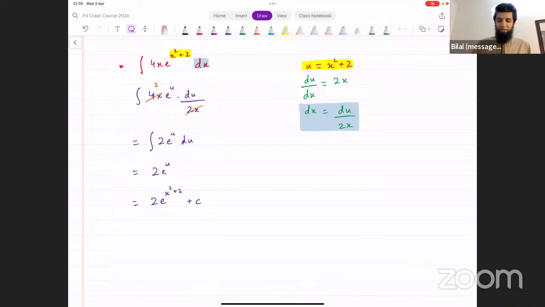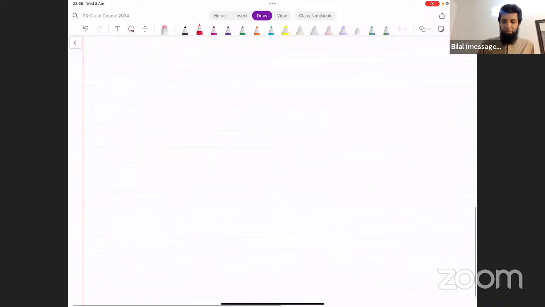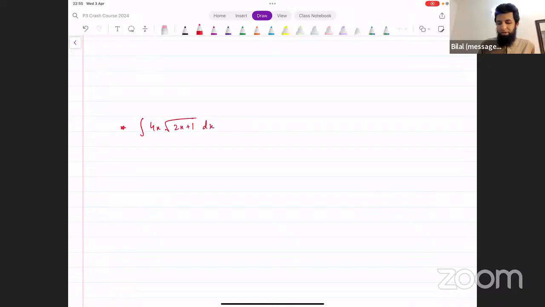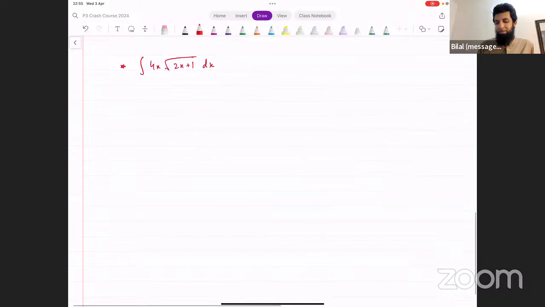Okay. Let's take another example. Let's say now you have something like this. You've got the integral of 4x into square root of 2x plus 1, and you want to integrate this with respect to x. And the substitution that you're given this time is u equals 2x plus 1.